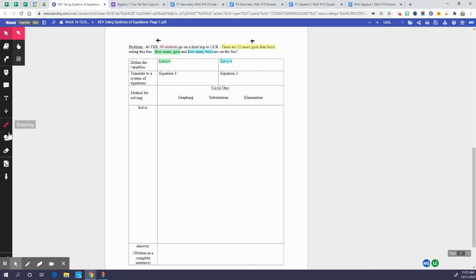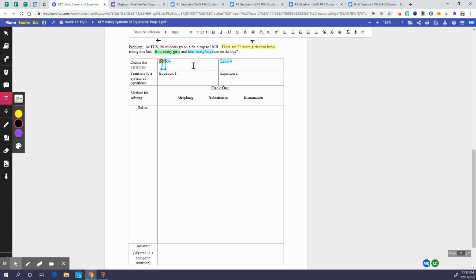So we got to define our variables first. And this is what we started yesterday. So how many girls is our x? That's going to be the number of girls. And then let y equal the number of boys. Then we're going to translate that information into a system of equations.